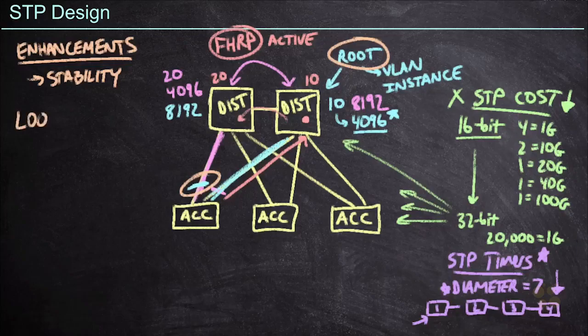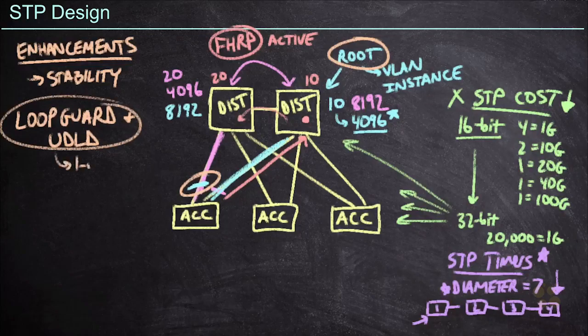The first category would be 2 enhancements that we call loop guard and UDLD. Loop guard and UDLD are both going to work to detect one-way communications. Think about a fiber connection. A fiber connection is actually 2 distinct strands of fiber, and if one of those gets cut off, well, that can cause a lot of problems because we're still sending traffic from one side, but the other side, even though it's trying to send traffic, is getting cut off. So maybe our BPDUs are trying to get through and they're not. And so the switch on the other end, if it's blocking that port, might say, oh, I stopped receiving BPDUs.